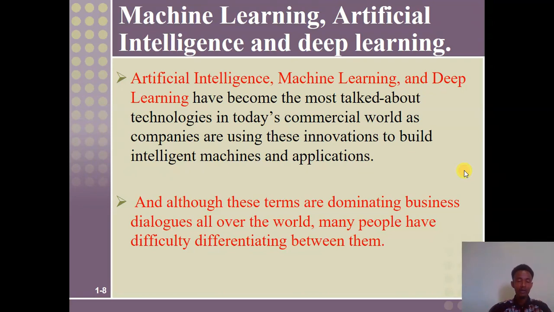Currently, factories all over the world are using these concepts, machine learning, artificial intelligence, and deep learning, in order to improve their business activity in particular organizations. Although these terms are dominating business dialogue all over the world today, people often get confused by them, but they are completely different.